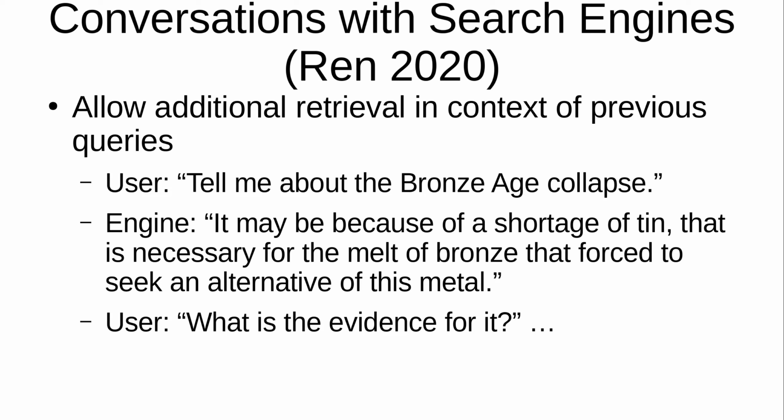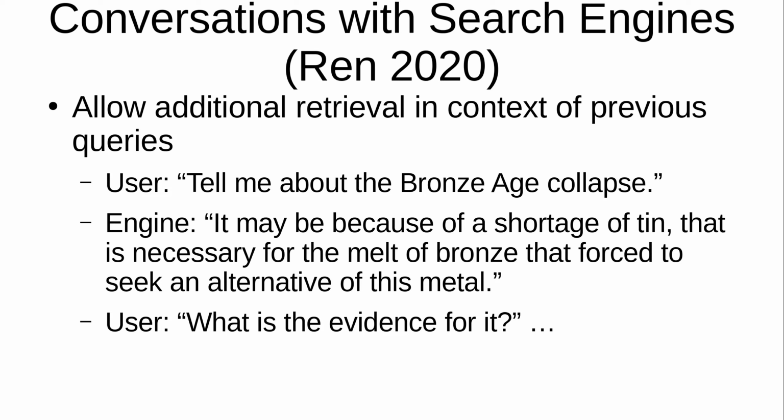So, Conversation with Search Engines, Ren et al. 2020. They would like to allow additional retrieval in the context of previous queries. So the user, for example, asks, tell me about the Bronze Age collapse, and the engine responds, it may be because of the shortage of tin that is necessary for the melt of bronze that forced people to seek an alternative of this metal. Then the user may want to retrieve additional information and asks, what is the evidence for it?